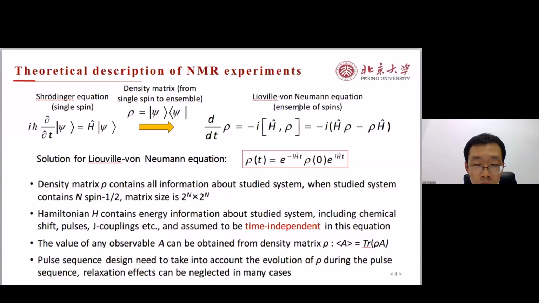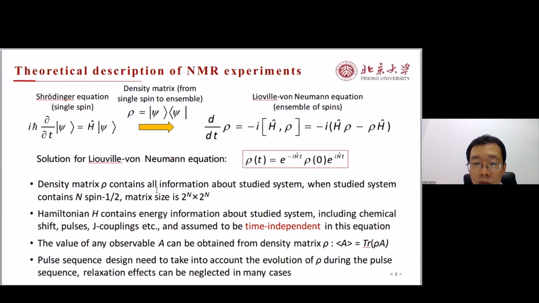The solution for the Liouville-von Neumann equation is not difficult to derive. It's just like this equation. According to the equation, if we know the initial state of the spin system, the density matrix at time zero, and we know the Hamiltonian, then we know how the system evolves. That's what we want to calculate for any NMR experiment.